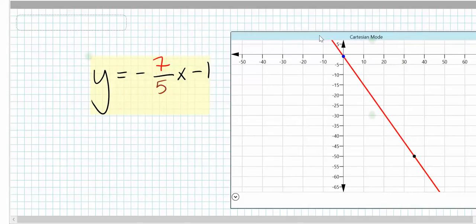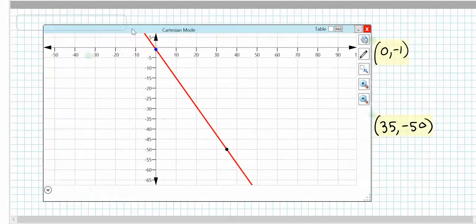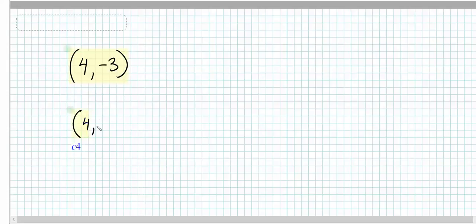Okay, I'm going to give you 2 points. The first point that I'm going to give you is 4, comma, negative 3. And the next point that I'm going to give you is 4, comma, 2. All right. So I've given you 2 points. I'm going to go ahead and throw them on a graph for you right there. Ooh, very nice.